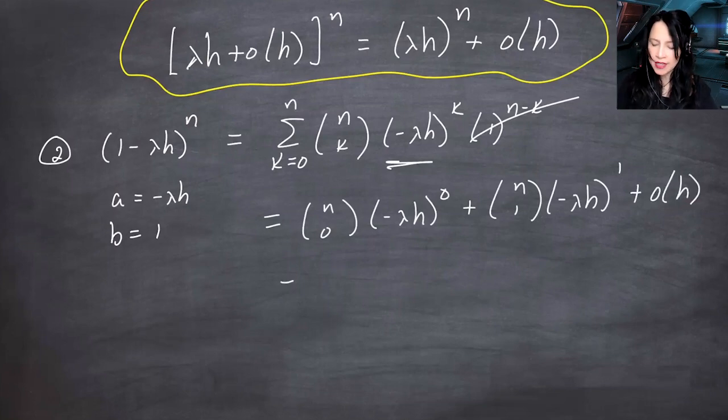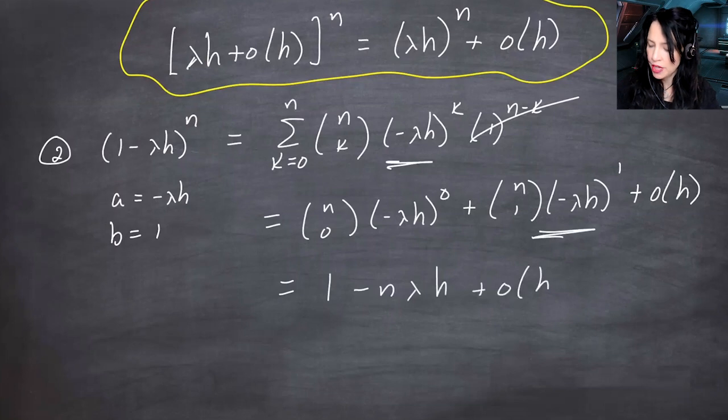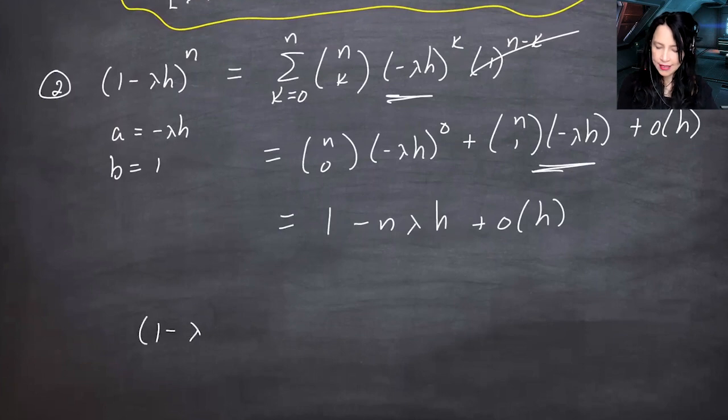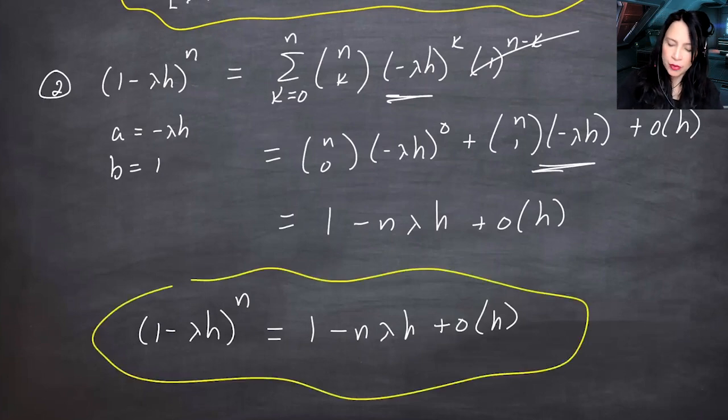And so simplifying these, n choose 0 is 1, negative lambda h to the 0 is 1. So this whole first term is 1. And then n choose 1 is n, and negative lambda h to the 1 is negative lambda h. So we get minus n lambda h plus little o of h. So there is our second common little o of h simplification for a birth and death process. I haven't defined that yet, but soon we're going to allow the population to decrease. This is another important one.